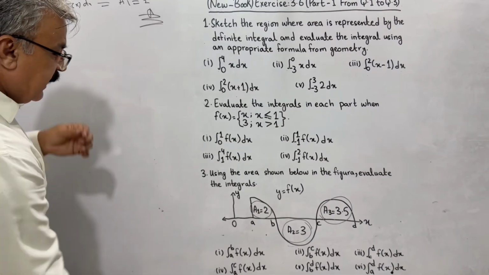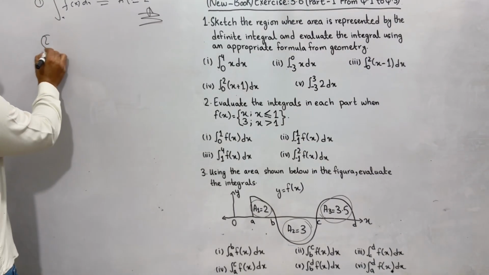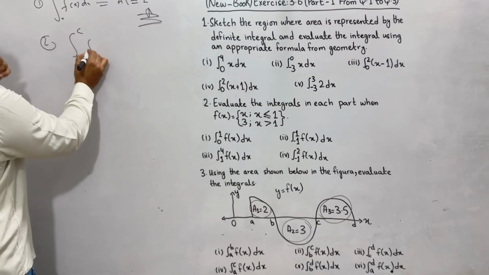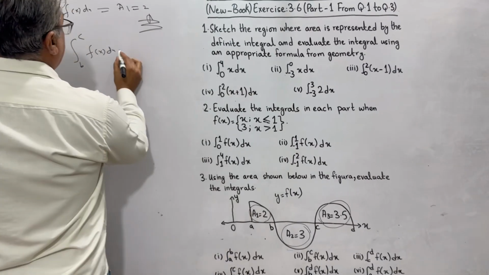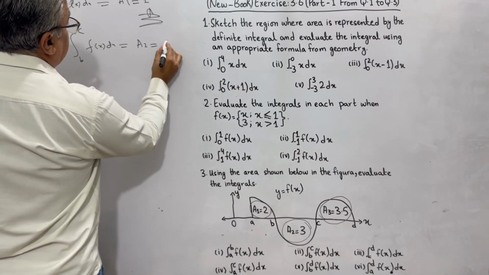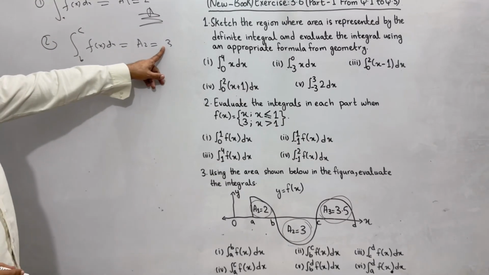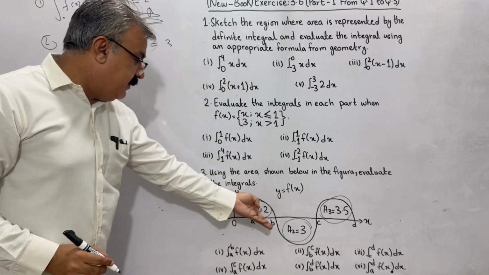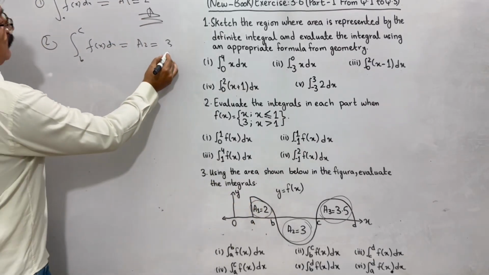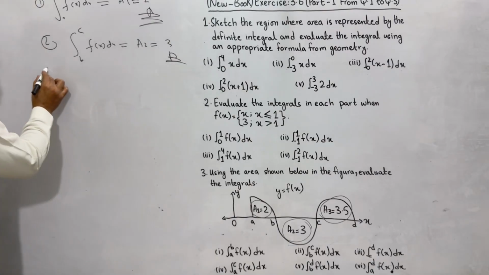Number 2. That is from B to C, the integral of f of x, which is A2. According to me, it must be negative. Whatever they have given, I am respecting them. I am writing positive 3. It's our answer. What about the third part?